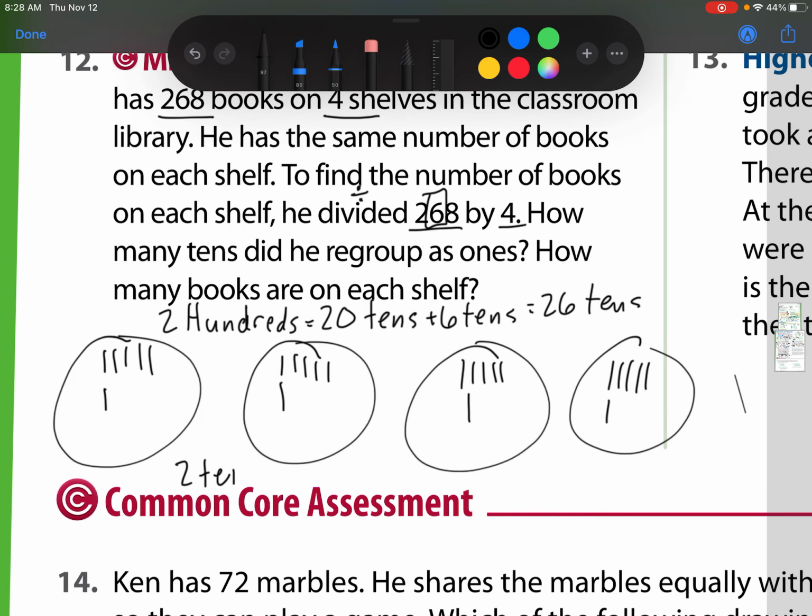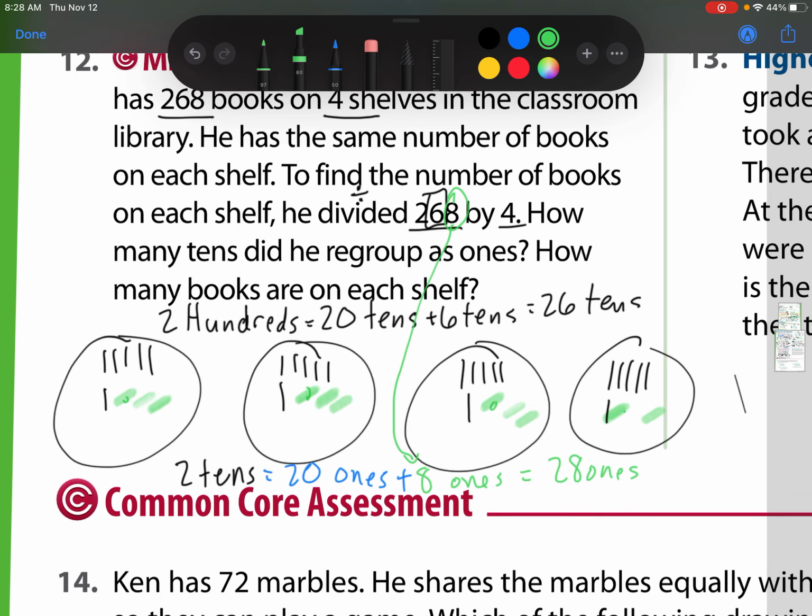So we have 2 10s left over, and that's going to be what? That's 20 ones, plus, how many ones do we have here? We have 8, plus 8 ones. So we have 28 left over, 28 ones. So let's distribute those. 1, 2, 3, 4. And now I'm going to switch to the highlighter because it's easier. 1, 2, 3, 4, 5, 6, 7, 8, 9, 10, 11, 12, 13, 14, 15, 16, 17, 18, 19, 20, 21, 22, 23, 24, 25, 26, 27, 28. Oh, it ends up perfectly.